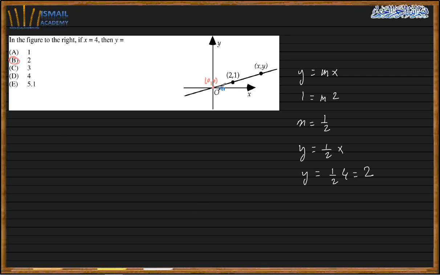Or you can find the slope directly using this formula. The slope here, this is x1, y1, this is x2, y2, so it's going to be y2 minus y1 over x2 minus x1, which is 1 minus 0 over 2 minus 0, which is half, and as you see, this is the slope.